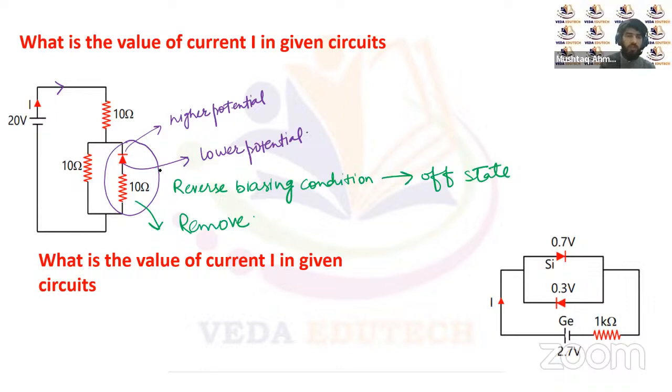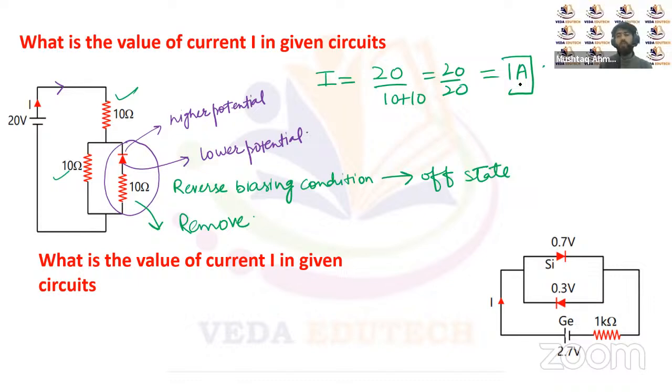When we remove this diode from the circuit, we'll be left with a 10 ohm resistor and a 10 ohm resistor. Therefore, the current through the circuit will be I equal to 20 upon 10 plus 10, that will be equal to 20 upon 20, that's equal to 1 ampere. So 1 ampere current will be flowing through this circuit because the PN junction diode is in reverse biased condition.